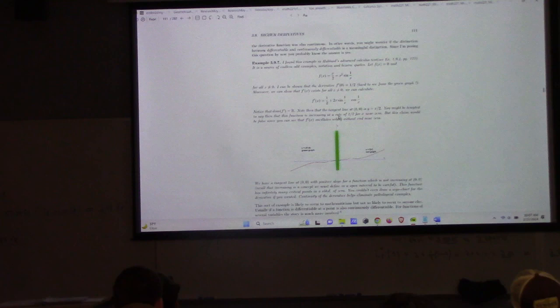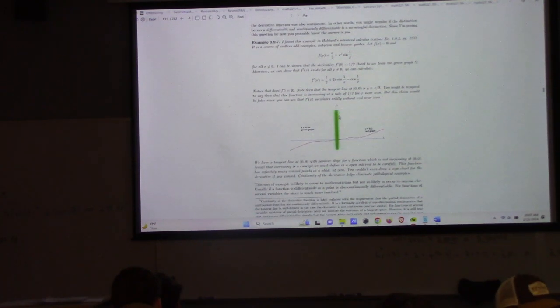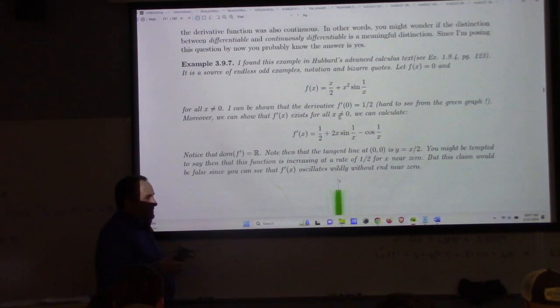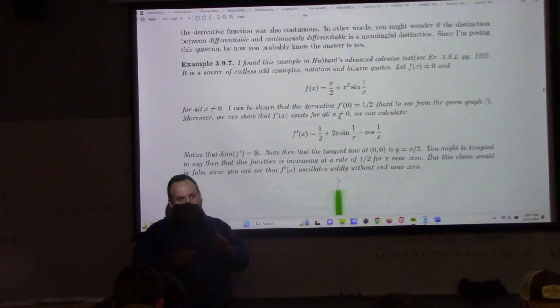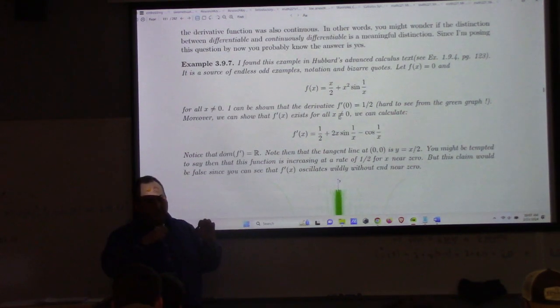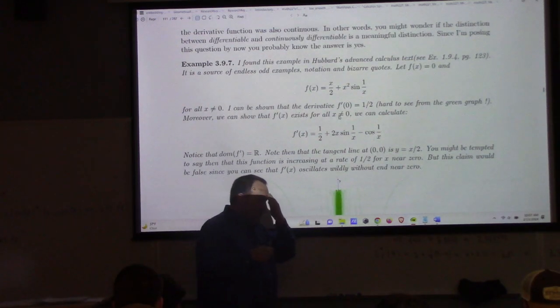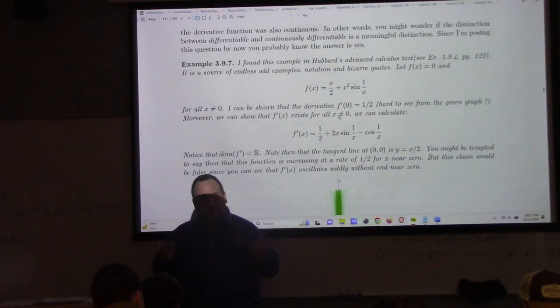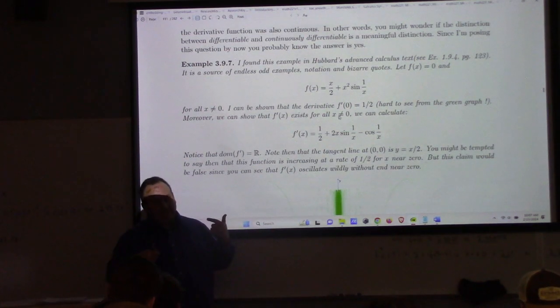Oh, there it is. So we have proved in here that if a function's differentiable, it's necessarily continuous, right? We're talking about the function though. If the function has a derivative, that means that the function is continuous. However, there is no guarantee that just because you can calculate a derivative of a given function, that that derivative function has to be continuous.